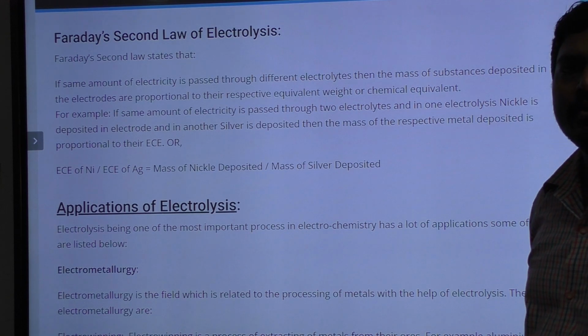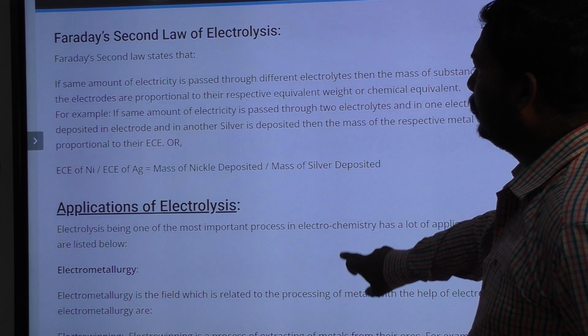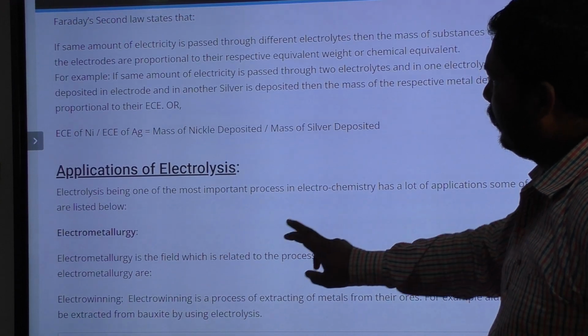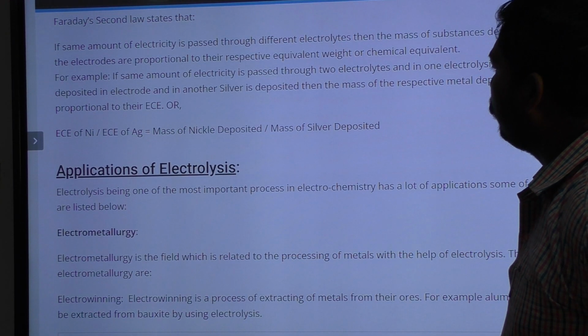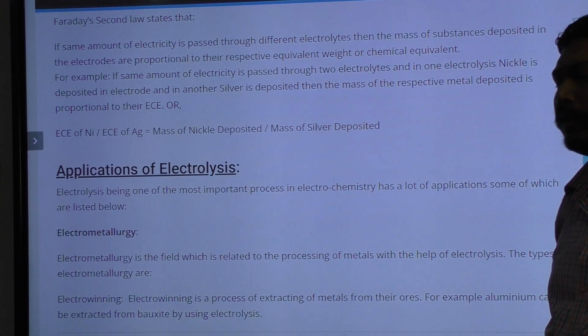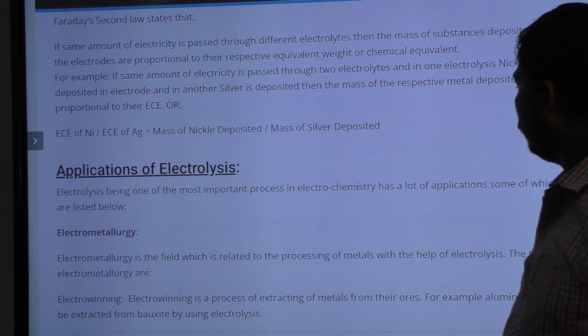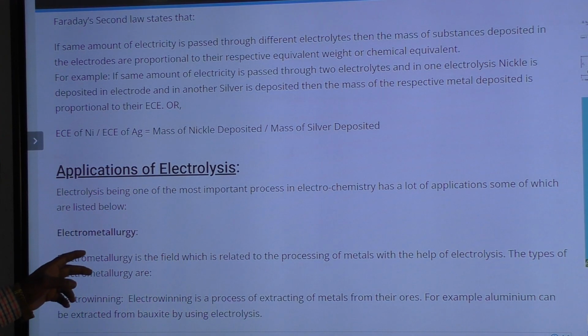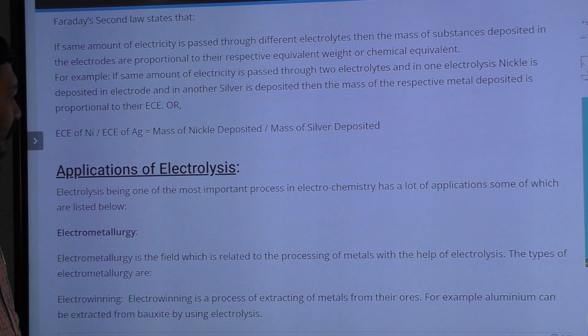Now let us discuss the applications of electrolysis. Electrolysis is one of the most important processes in electrochemistry and has a lot of applications, some of which are listed. In electrometallurgy, electrometallurgy is the field which is related to the processing of metals with the help of electrolysis. One type of electrometallurgy is electrowinning.